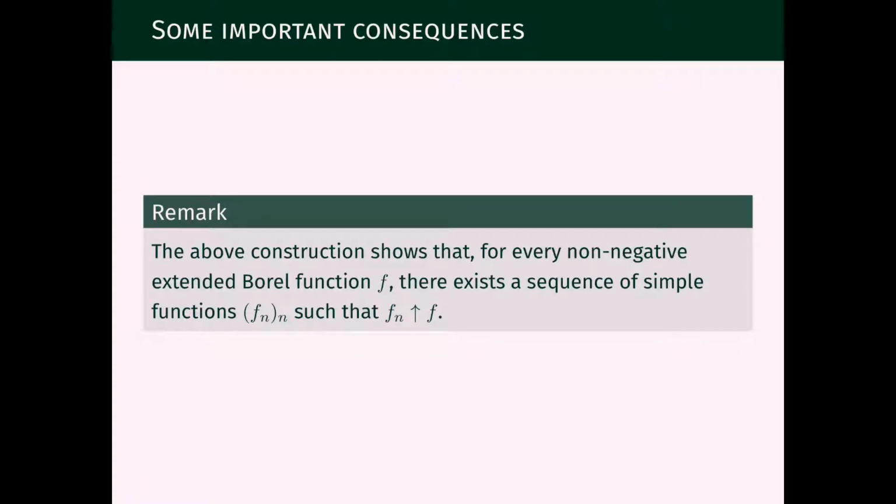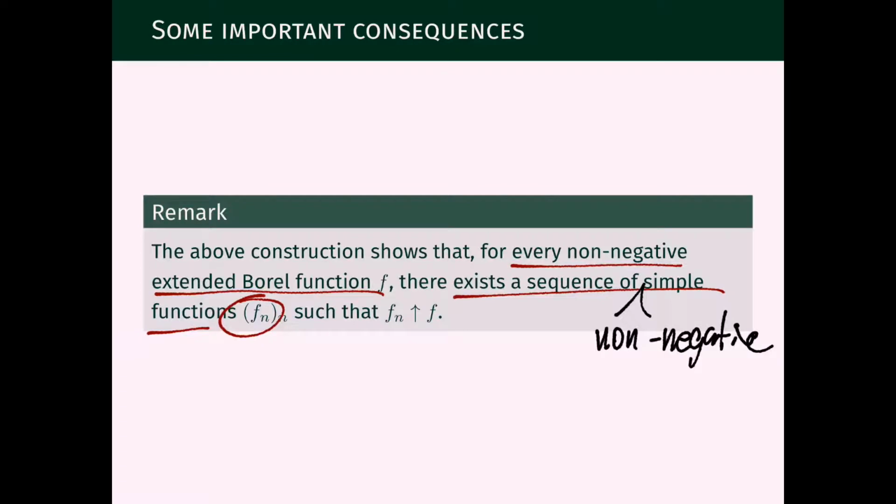So this is the first take-home message. For every non-negative extended Borel function f, we can find a sequence. So all those theorems that said if a sequence satisfies this or that, now we know there exists one. There exists a sequence of simple functions fn, non-negative. So let's add here to the statement: non-negative simple functions fn such that they increase to f. This is the first take-home message.